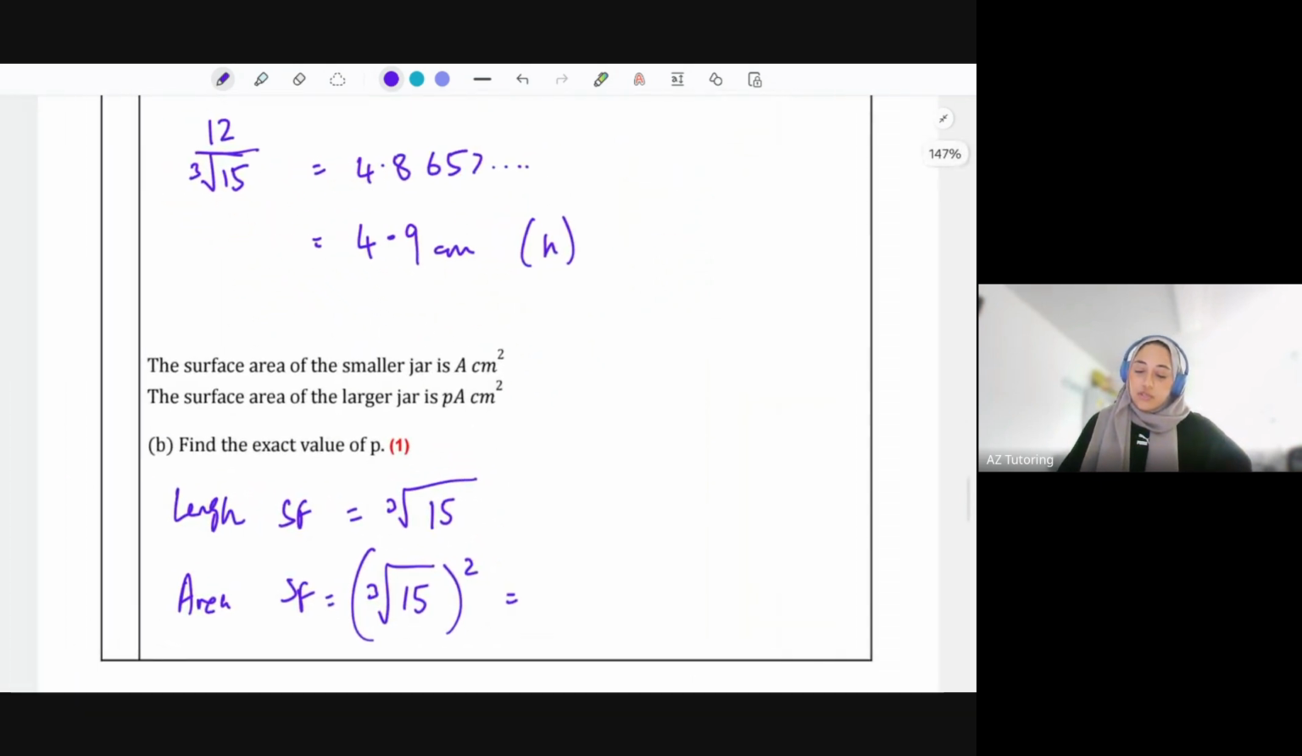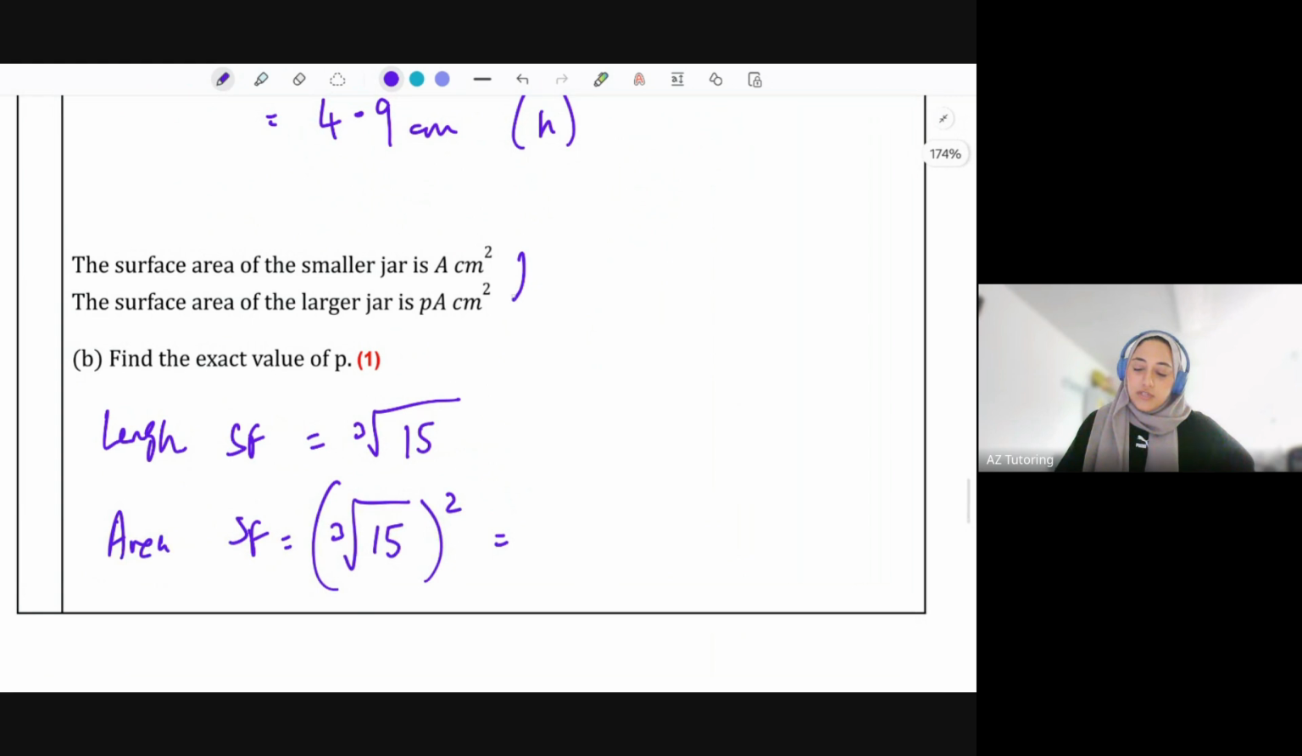Now, you could see the difference between each of these is just a difference of P. So where P is the area scale factor. So because we want the exact value, I can't just put that in the calculator because it won't give me an exact value. So let's use our indices rule. Cube root, how can we write that? We can say 15 to the power of a third, because to the power of a third is a cube root, and we're squaring that.